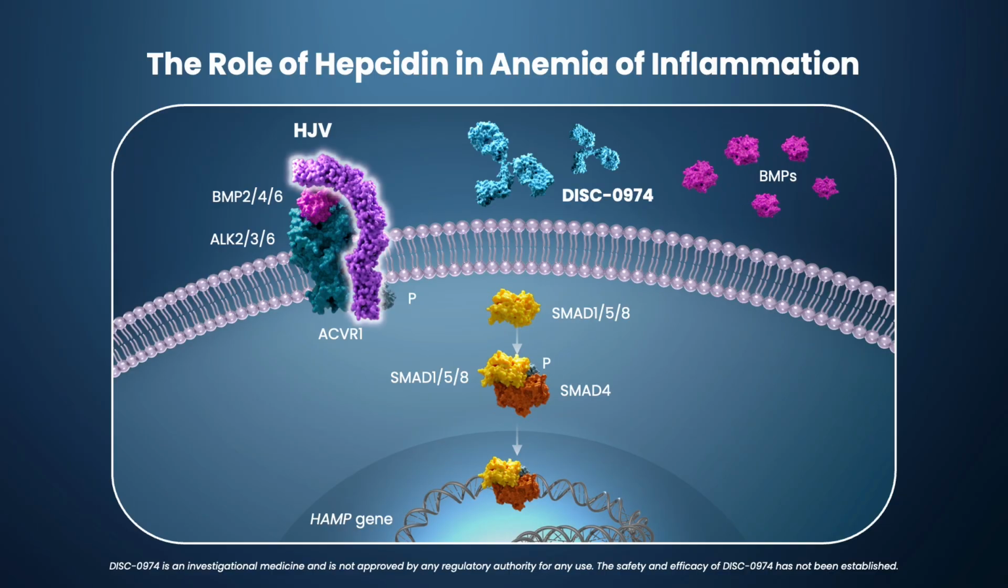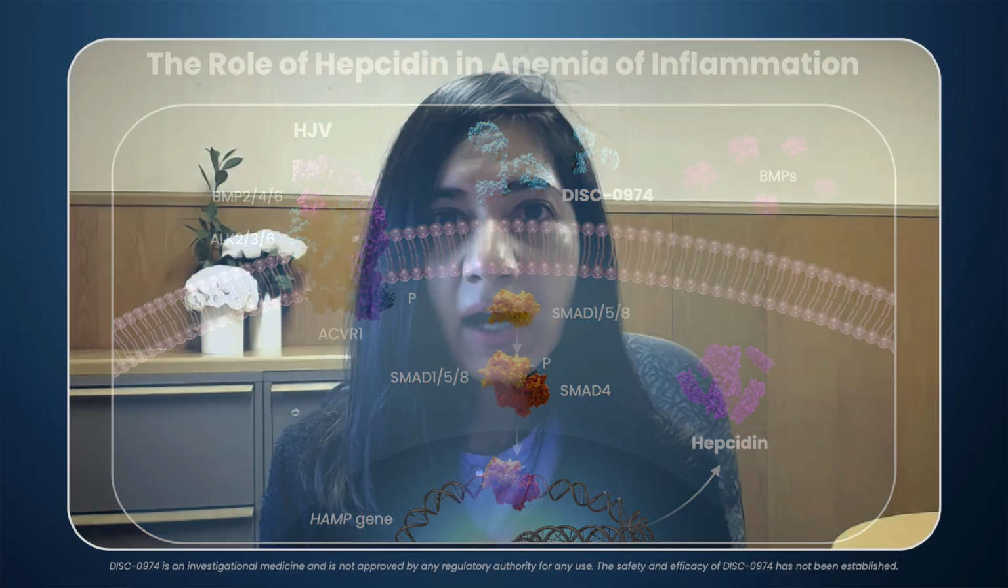Hepcidin is regulated by the interaction of several signaling factors. Hemojuvelin or HJV is a regulator of hepcidin production and functions as a co-receptor to the BMP signaling pathway. HJV complexes with BMPs, resulting in the translocation of SMAD proteins and the stimulation of hepcidin production. High levels of HJV increase BMP signaling, causing hepcidin overexpression and low levels of iron in blood plasma.